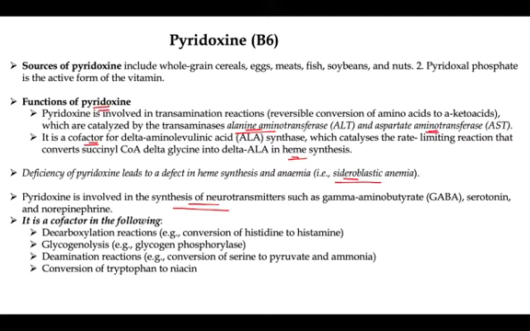Pyridoxine also acts as a cofactor for the following reactions: decarboxylation, which is seen in the conversion of histidine to histamine; glycogenolysis, if you remember, glycogen phosphorylase uses pyridoxal phosphate as one of the cofactors; deamination reactions, such as the conversion of serine to pyruvate and ammonia. And another important fact is that it acts as a cofactor for the conversion of the neutral amino acid tryptophan to niacin.